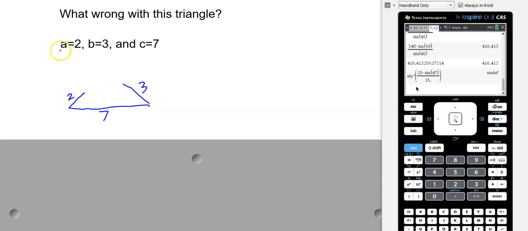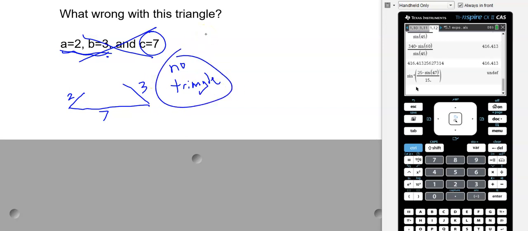Well, one of the rules you learn in geometry is you have to add up any two sides, which in this case would be the two smaller sides, and it has to add up to more than the larger side. So 2 plus 3 is 5. 5 is not bigger than 7. That's not a triangle. You would just say no triangle here. It's not even no solution. It's not even a triangle. And so that could be the answer to a problem.